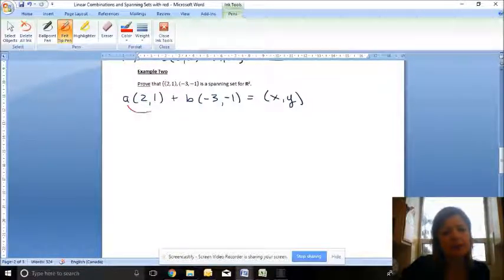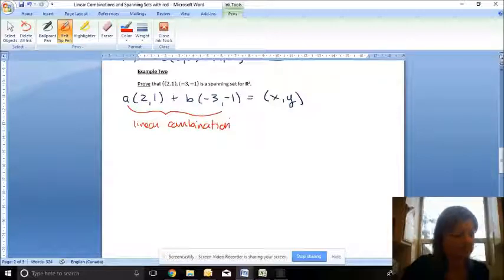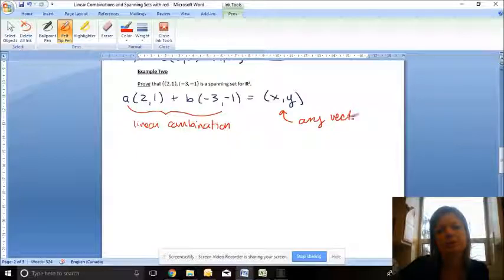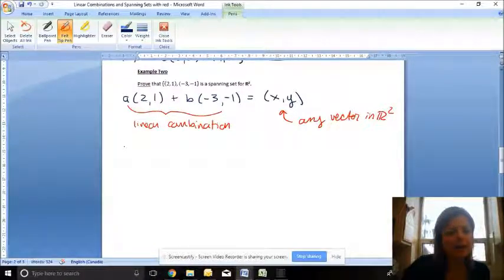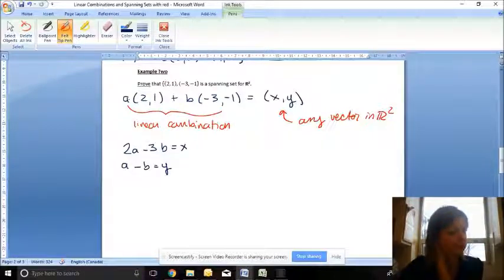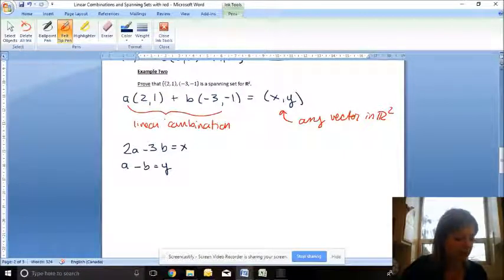So this here is what we call a linear combination of the given vectors. Okay, and we're using this to represent any vector in R2. Okay, so that's what's going on with that. So now we have then 2a minus 3b equals x, and a minus b equals y. So I just distributed the a and the b through the brackets, added the x's together to get the x, and the y's together to get the y's.